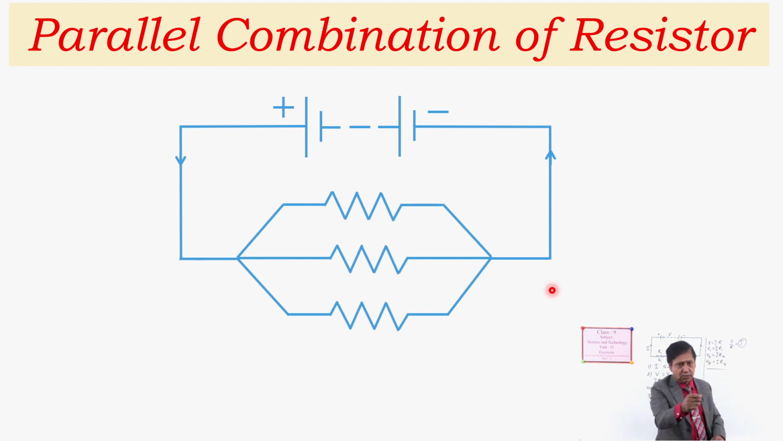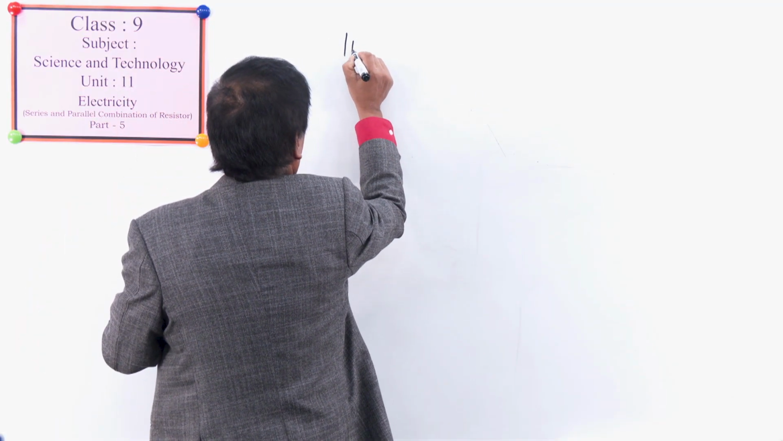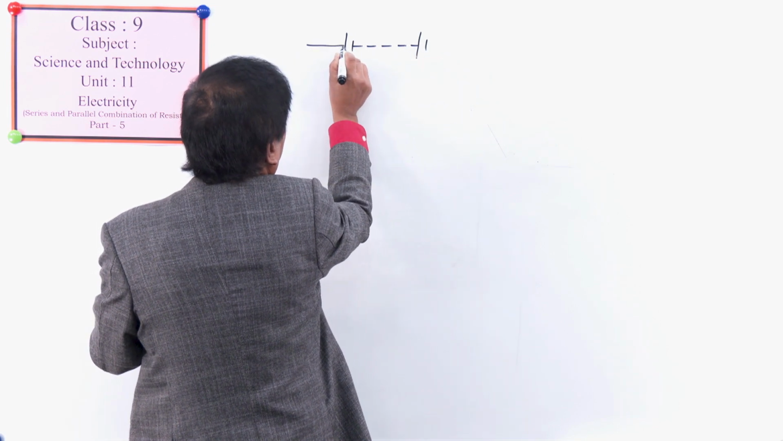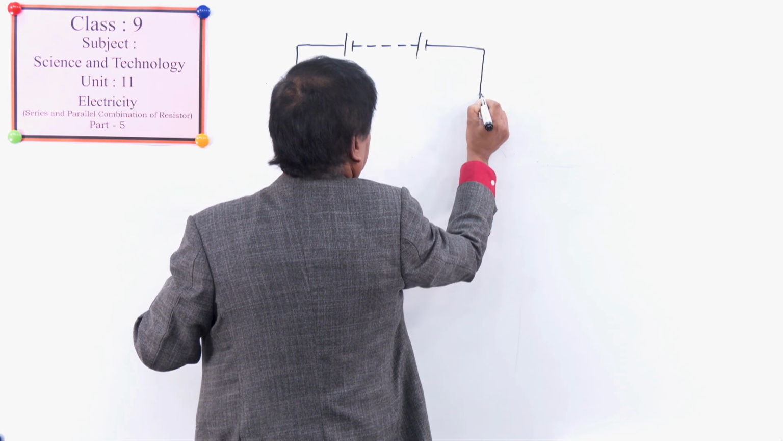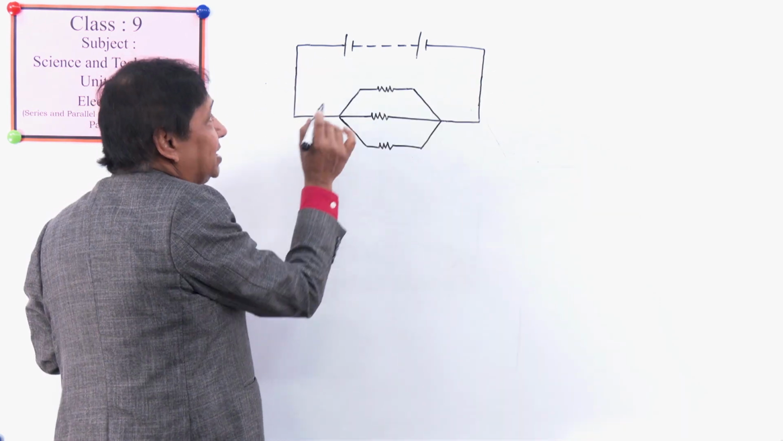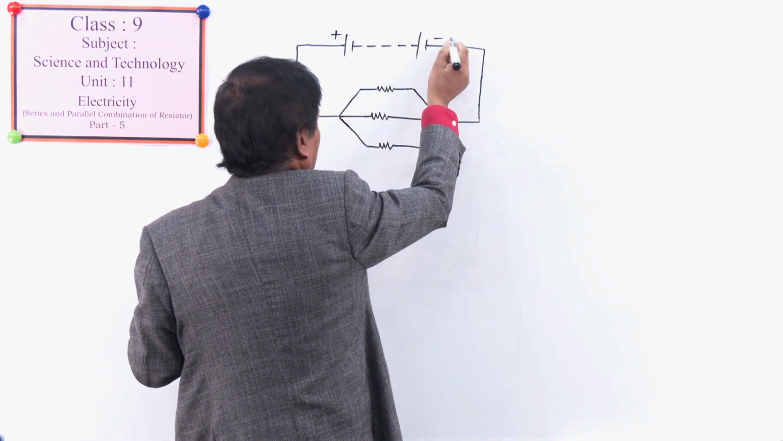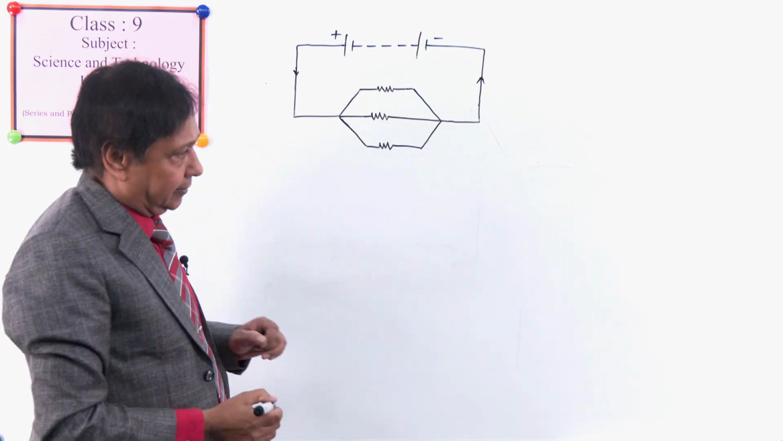I want to describe this with the help of another diagram. Look at this. This is a battery and it is connected to resistors. This is parallel combination of resistor and current flows from positive terminal to negative terminal this way. This is conventional current. Okay.